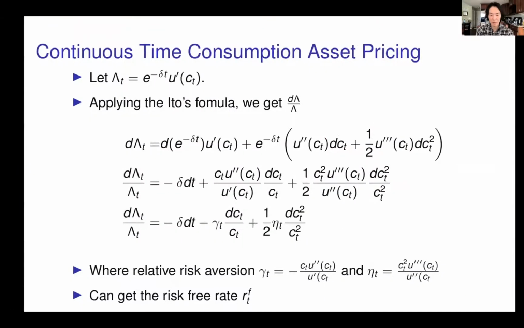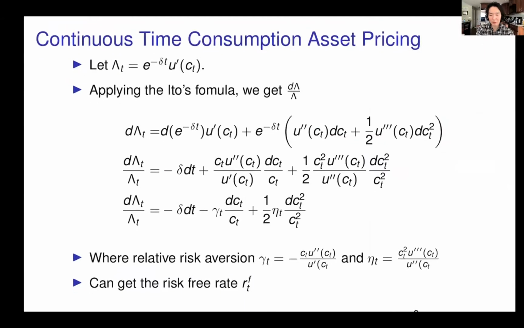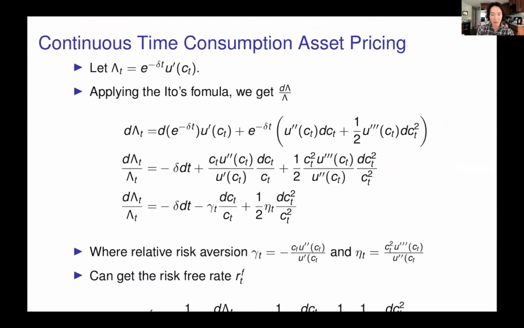Okay. Now we will bring in the consumption asset pricing framework here. So let's define the pricing kernel using the utility function and the consumption level. In other words, it's going to be the discounted value of your marginal utility. So that's going to be the pricing kernel from now on. Now let's get d lambda over lambda using Ito's formula.